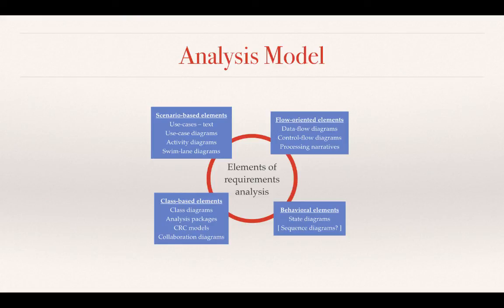The analysis model is made up of four kinds of elements: scenario-based elements, flow-oriented elements, class-based elements, and behavioral elements. Not all of these elements will be implemented in every model. For example, if you're using an object-oriented language, the class-based elements are much more likely to be implemented than the flow-oriented elements.